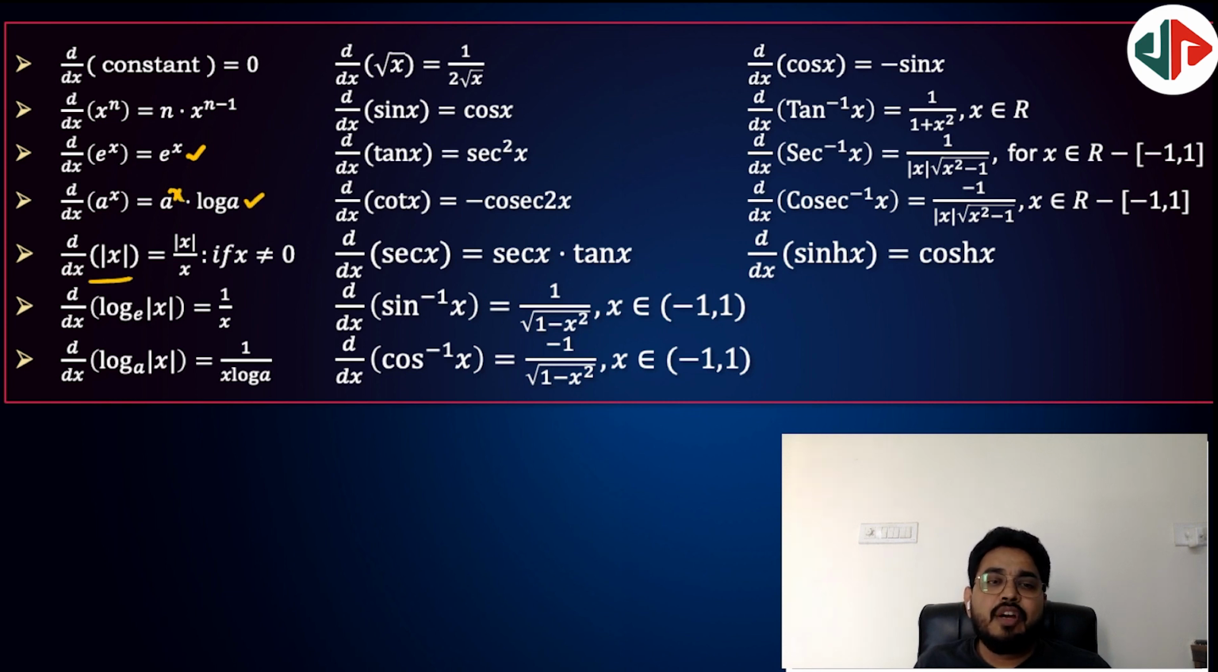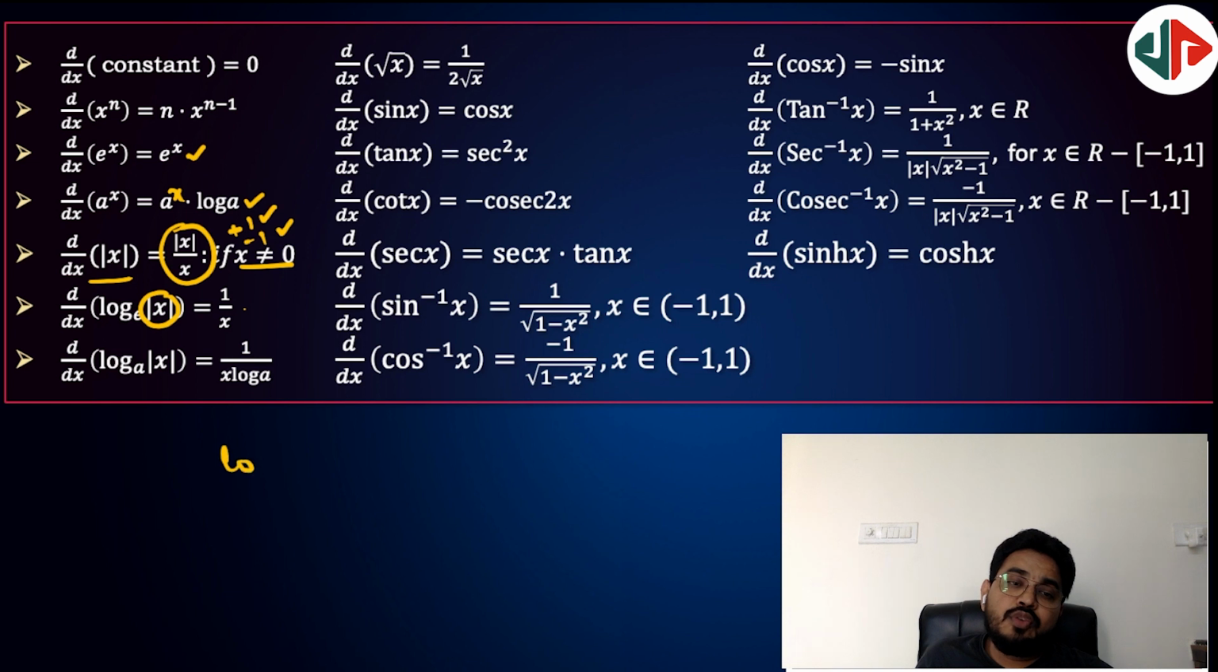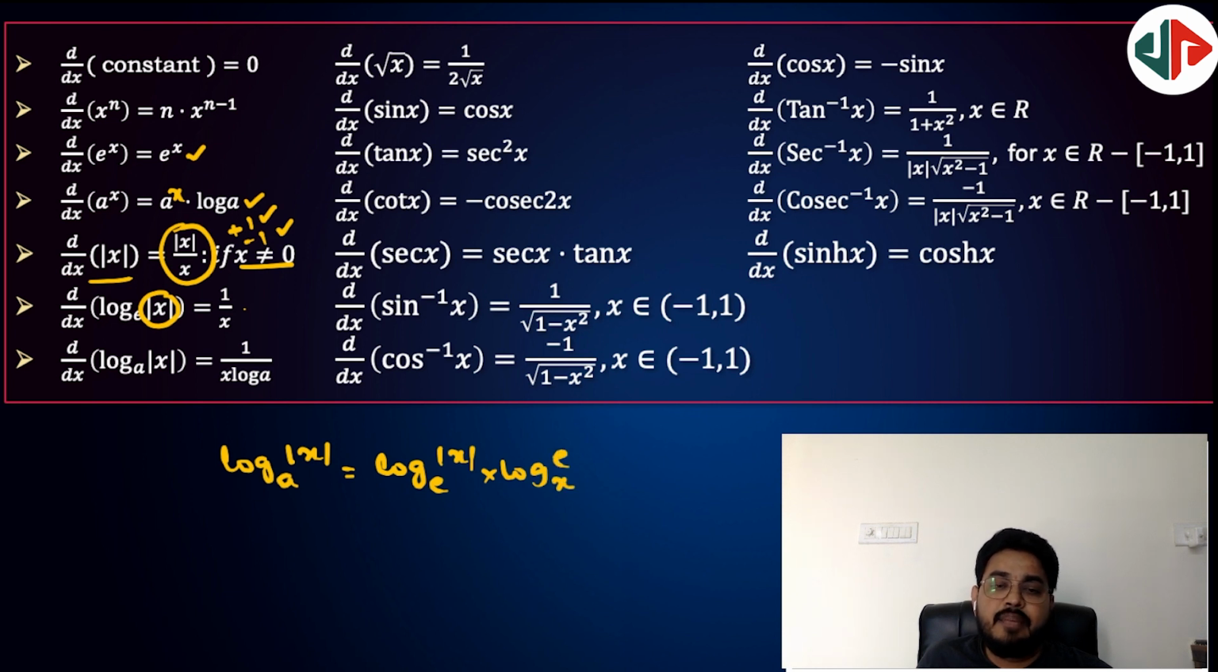Derivative of mod x is mod x by x if x is not equal to 0. If x is equal to 0, it is not differentiable. But the derivative of mod x can be written as either plus 1 or minus 1: if x is positive, plus 1; if x is negative, minus 1. Derivative of log mod x is 1 by x. Derivative of log mod x base a: when you want to do log mod x base a, I can write it as log mod x base e into log e base a.